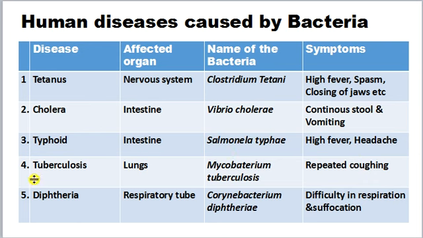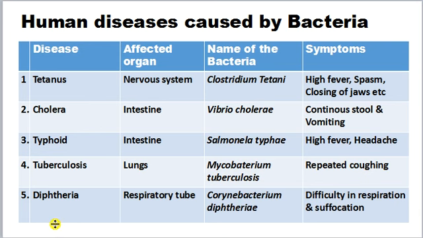Now the fourth one is tuberculosis. Tuberculosis is also known as TB. It is a potentially serious bacterial infection that mainly affects your lungs, and it is caused by the bacteria Mycobacterium tuberculosis. The symptoms include repeated coughing and mucus release from your lungs. So this is a contagious infection, and it can spread through air.